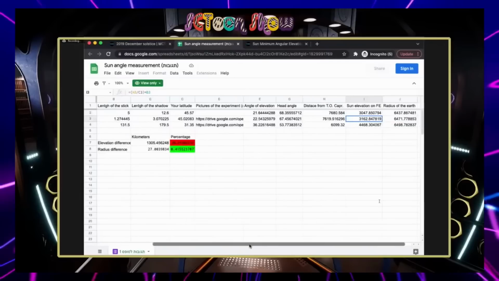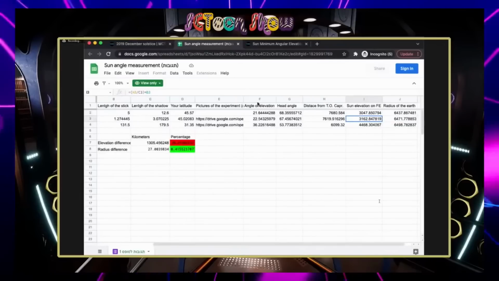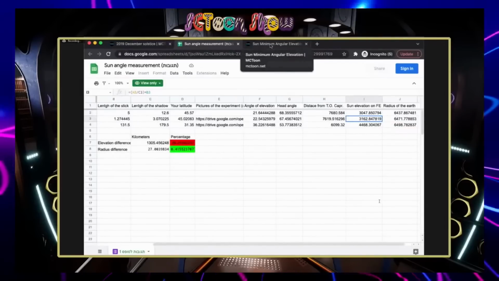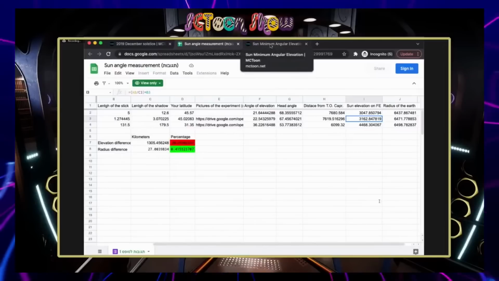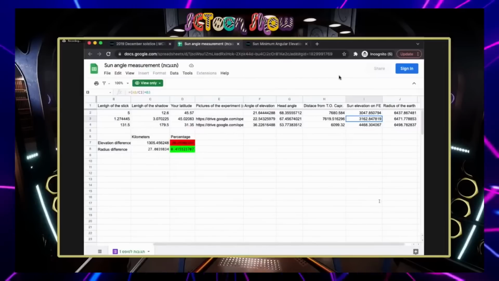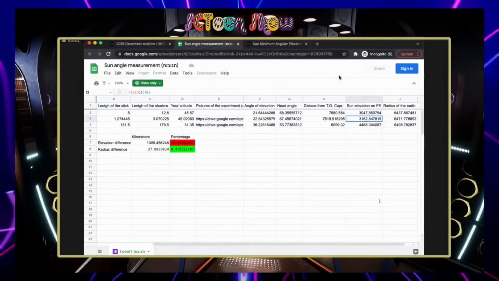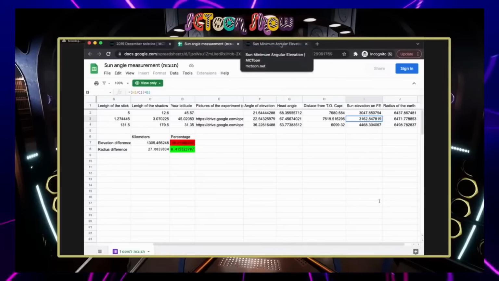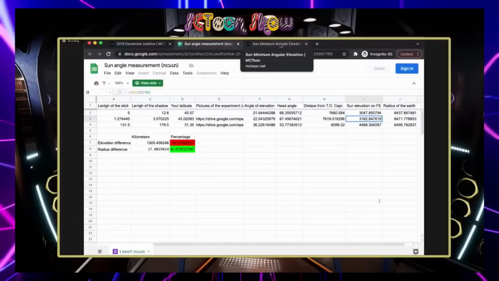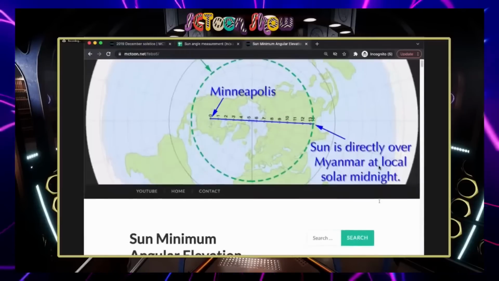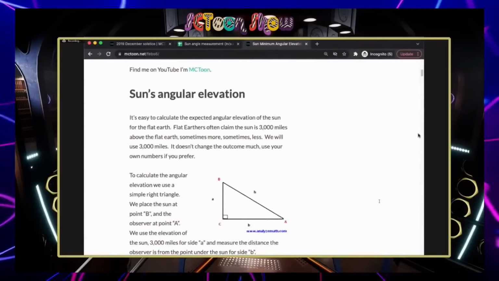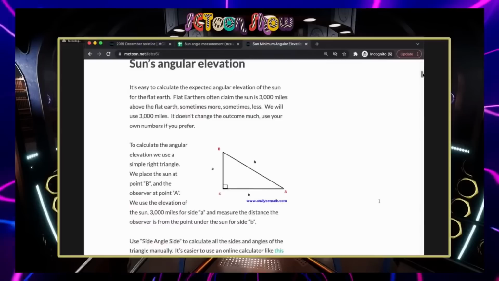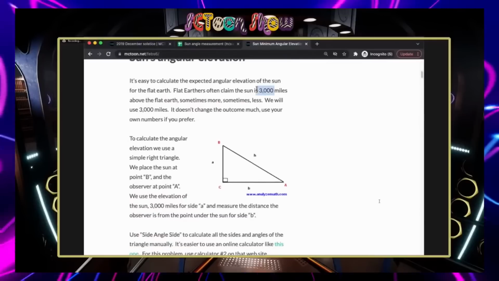It's commonly said, and this goes back to Samuel Rowbotham, that the sun is about 3,000 miles in elevation. Measuring it on the right days at mid-latitudes gives you about 3,000, assuming the Earth is flat. So what I did is I just did a little bit of triangulation. Let's take it at 3,000 miles, all right?